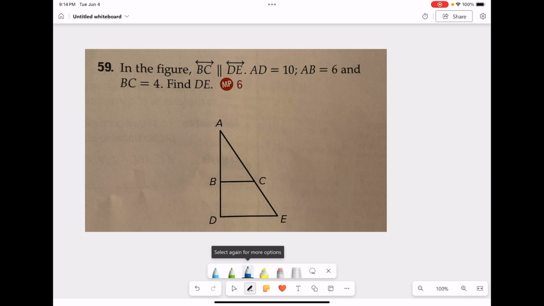So anyways, let's start with this problem. In the figure, BC is parallel to DE. AD is equal to 10, so we'll write that down immediately. Let's do it with the light blue. AD is equal to 10, so this entire section is 10. AB is 6, so just this side, A to B, is 6. And BC is 4. Find DE.